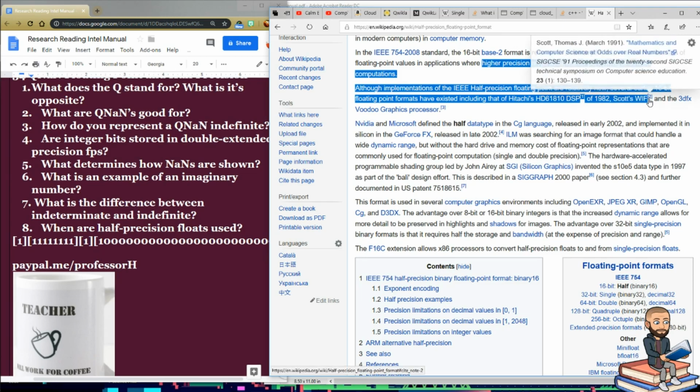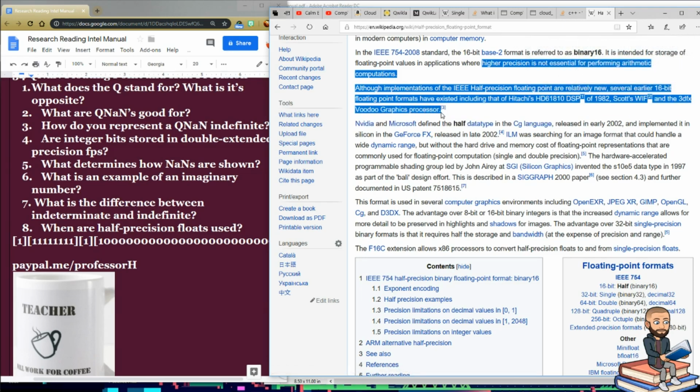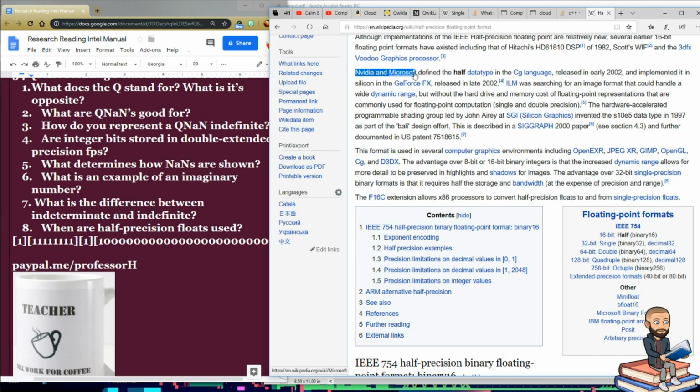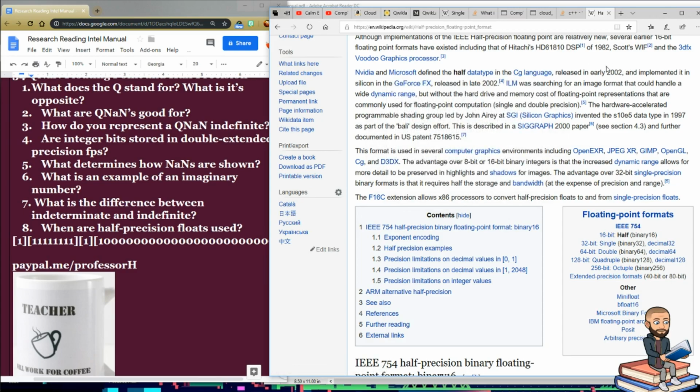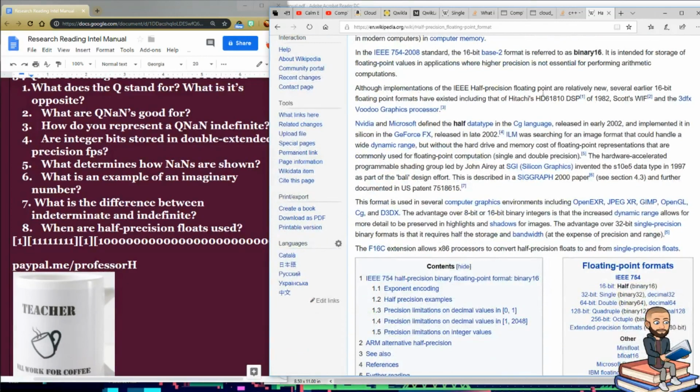And then you got this thing, but I want to point out the Voodoo graphics processor. So alright, we're in the graphics realm. Well, NVIDIA and Microsoft defined the half data type in the Cg language, which apparently is a high-level shading language. Never heard of a shading language before. But using context clues, it says Microsoft is using this for programming vertex and pixel shaders. Well, it was released in 2002, so they are not kidding when they say this is a relatively new thing. Now, it's been implemented in silicon in the GeForce FX, which is also 2002.